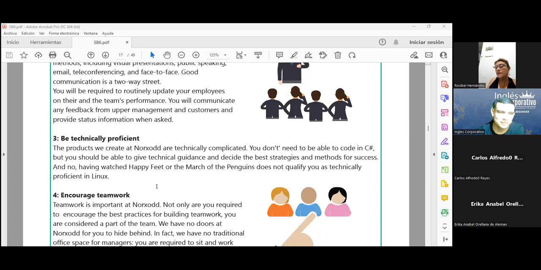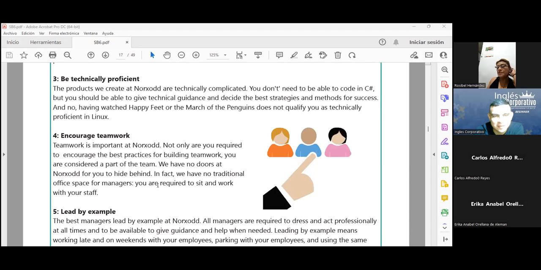Be technically proficient. The products we create at Norxal are technically complicated. You don't need to be able to code in, but you should be able to give technical guidance and decide the best strategies and methods for success. And not having watched Happy Feet or the March of the Penguins does not qualify you as technically proficient in Linux.